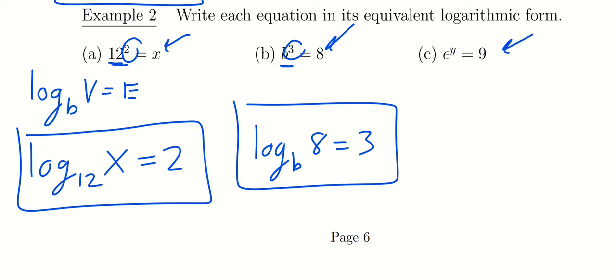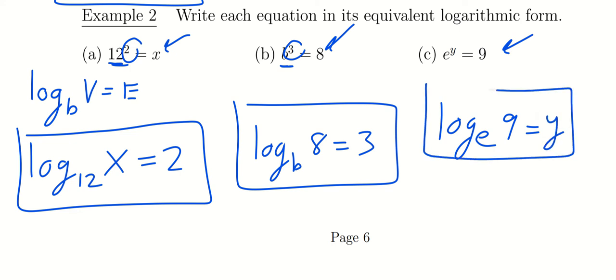Let's come over here and look at the last one. The base is e, so we would say log base e. The value is 9, and log is equal to an exponent. In this case, the exponent is y. So we are going to say log base e of 9 equals y.